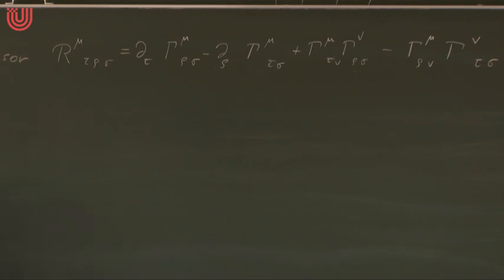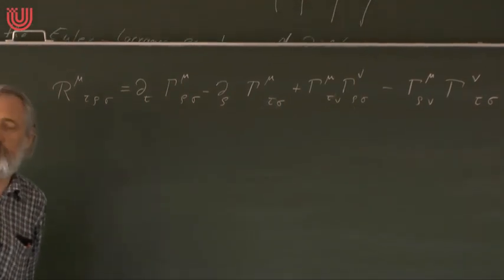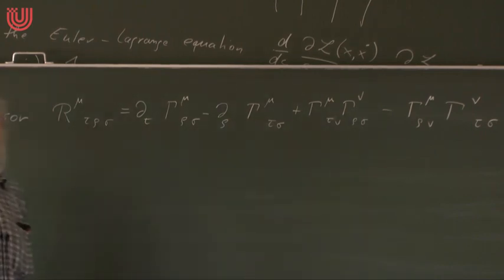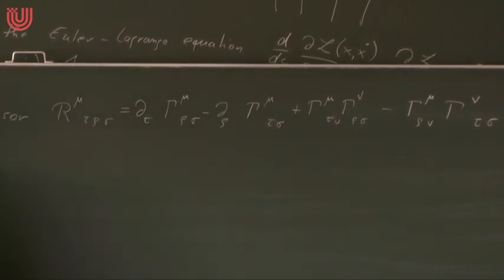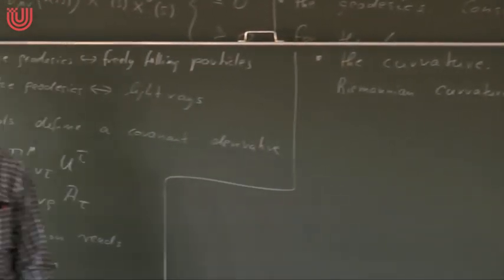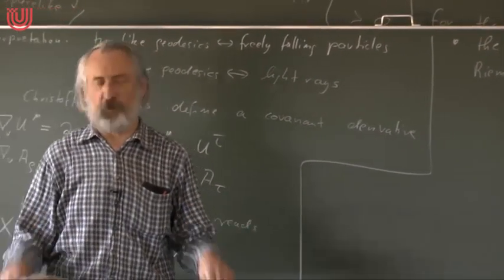You see immediately that if the gammas are zero, then the curvature is zero. Gammas being zero is something which happens in special relativity, in flat space-time. So we see immediately that in flat space-time the curvature tensor is zero. This gives an idea that the name curvature tensor is maybe not too bad. It's something which vanishes in flat space.